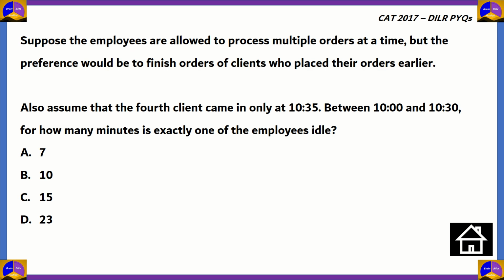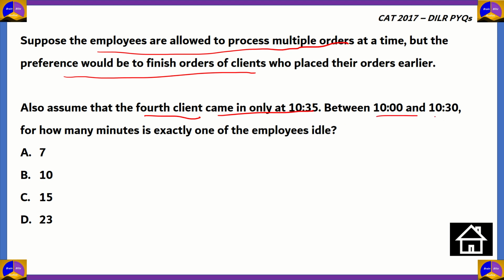All right. Now let's look at question 4. This is the final question for this particular episode and for the scenario as a whole. Again, same condition. They're allowed to process multiple orders at a time. Preference would be to finish orders of clients who placed their orders earlier. Now we assume that the 4th client came in only at 10:35. Between 10:10 and 10:30, for how many minutes is exactly one of the employees idle? Is it 7 minutes, 10 minutes, 15 minutes, 23 minutes?